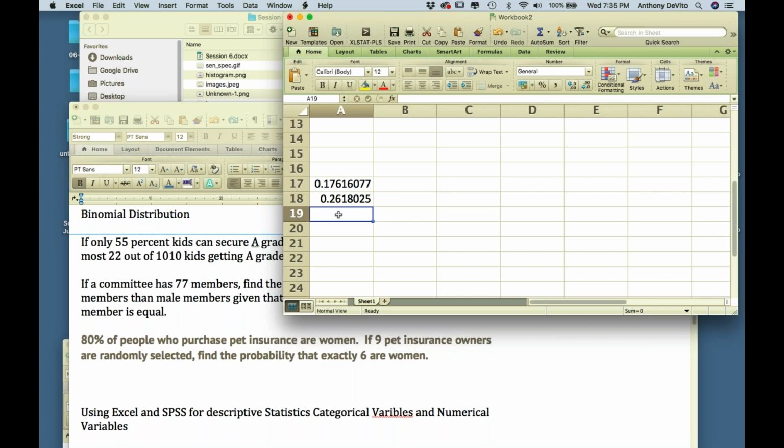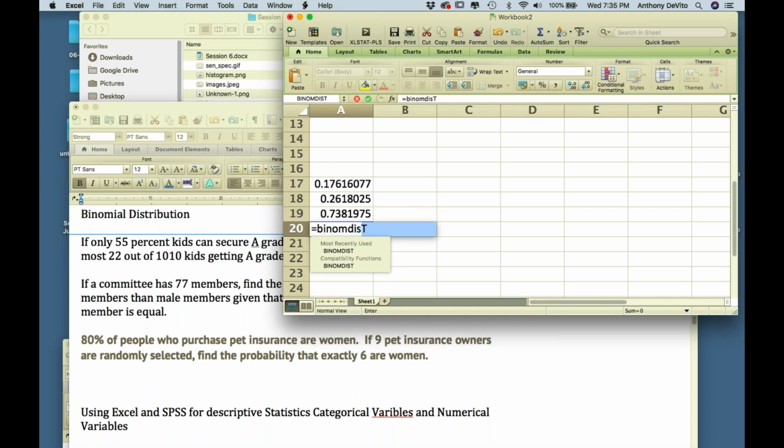What's the probability for more than 6? For more than 6, it's going to be what's left. It's going to be equal to 1 minus 6 or fewer, which is that. What's the probability for less than 6?